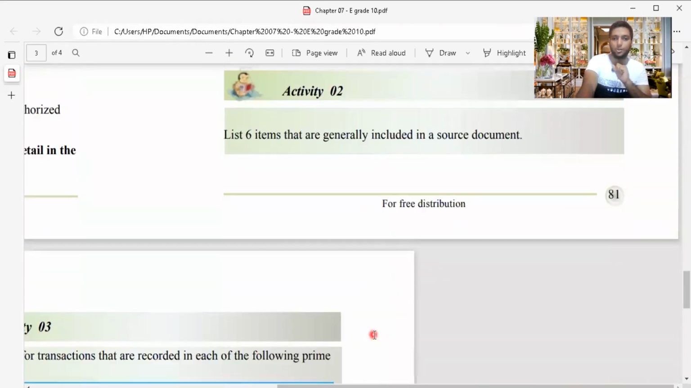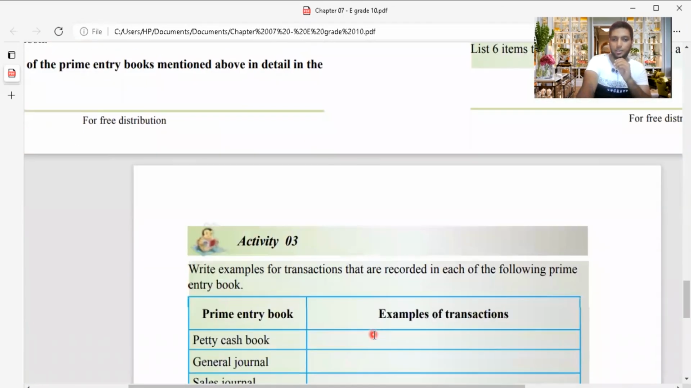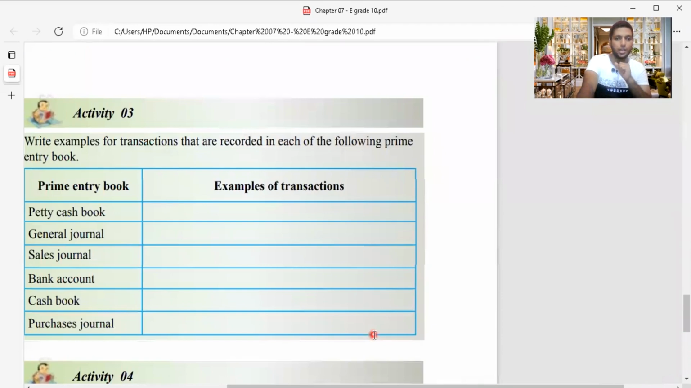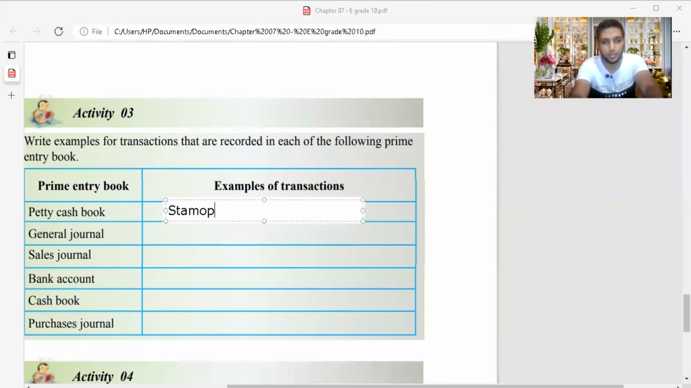Activity one. Activity two, list 6 items that are generally included in a source document. You can also do that, guys. Activity three, write examples for transactions that are recorded in each of the following primary books. You can write petty cash transactions for the petty cash book. In the petty cash book you can write small types of expenses, like postage charges or stamp charges. These things can be written here. So I'll write this, guys, for your knowledge: stamp charges, or stationery. These things can be taken under the petty cash book.